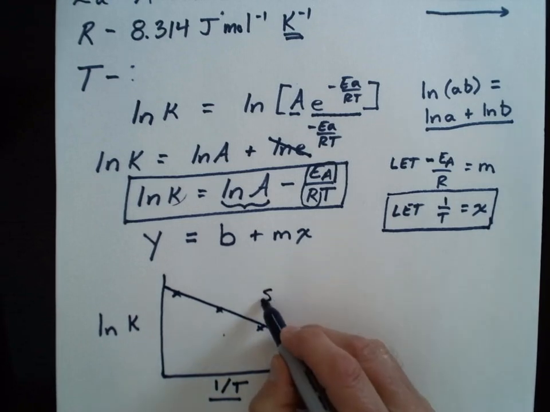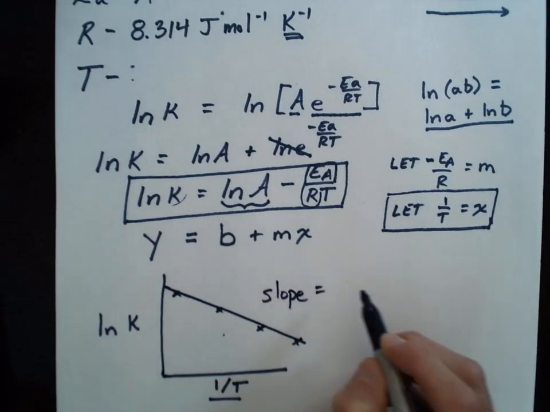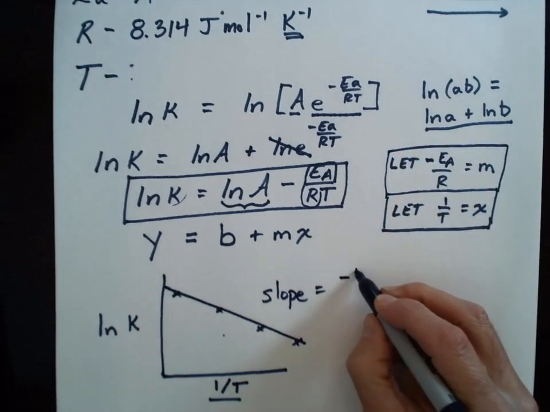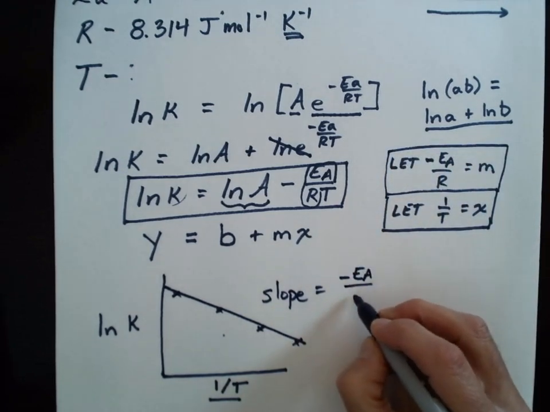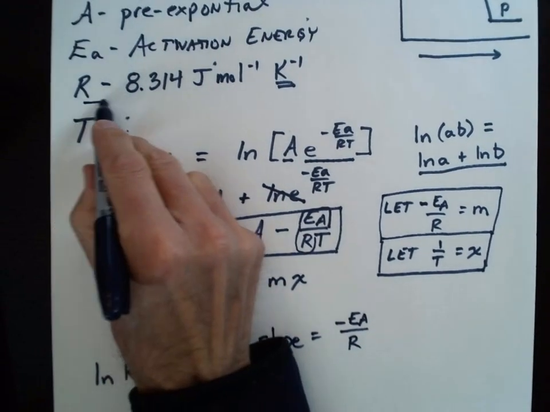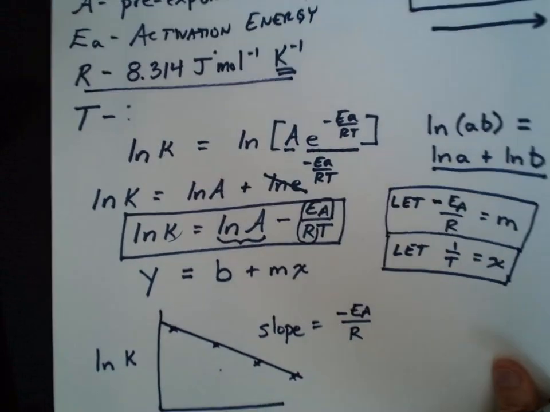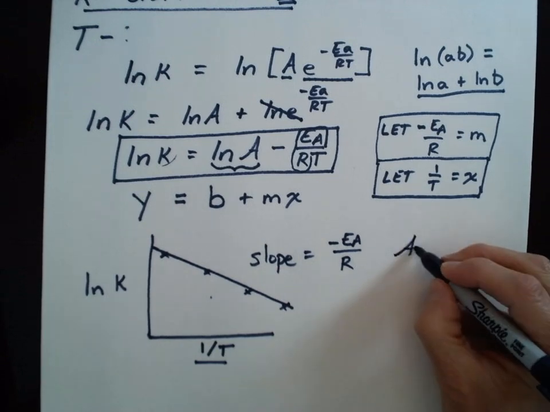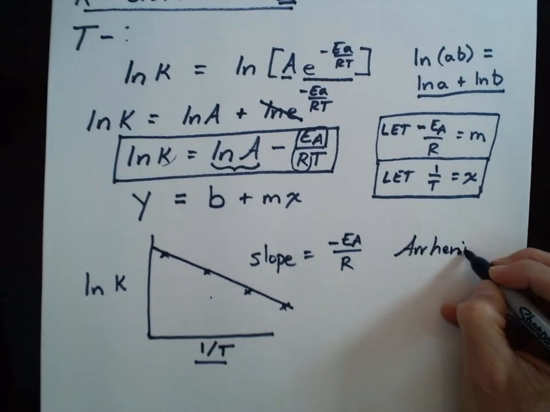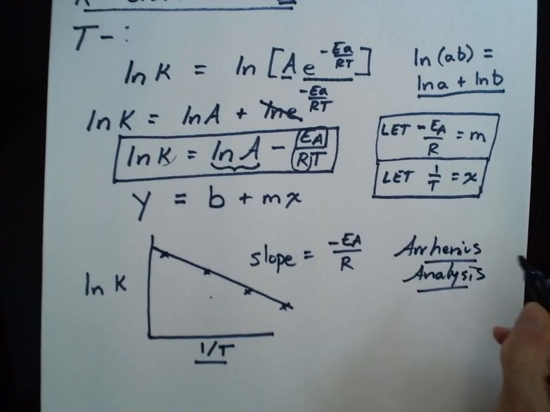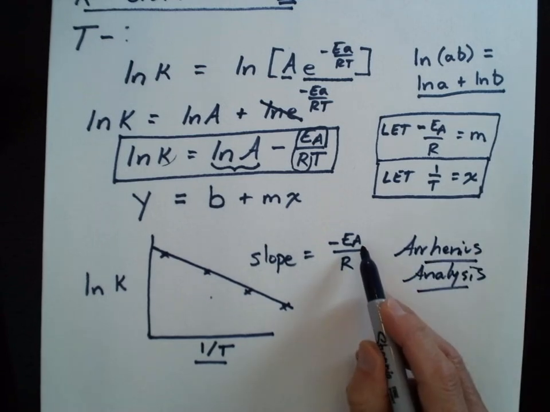And the slope of this line, there it is, is going to be the opposite of the activation energy over the gas constant. Again, we're going to remember we use the physics gas constant here. And an interesting thing is that this type of analysis, called an Arrhenius analysis, allows us to find the activation energy for a reaction.